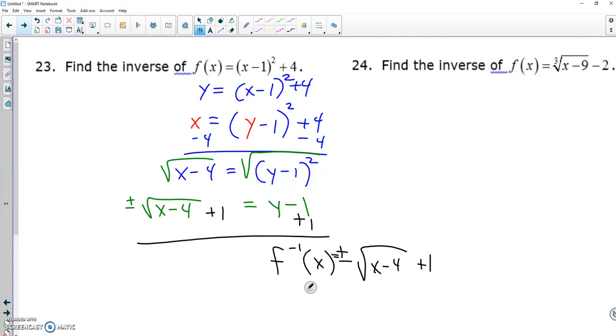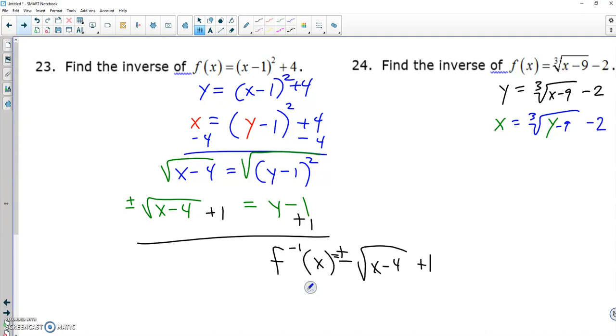Same thing for the next one, except this one already has the radical. So we have cube root of x minus 9, minus 2. Again, switch the x and the y. Everything else stays exactly the same: cube root, minus 9 in here, and then minus 2.